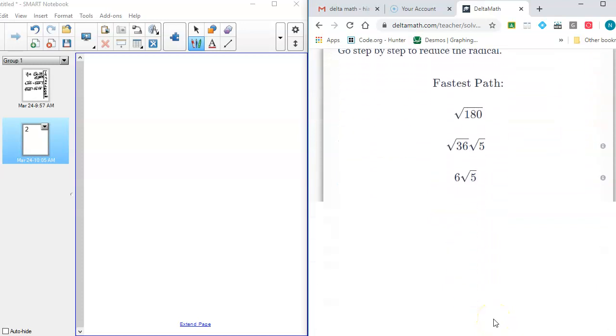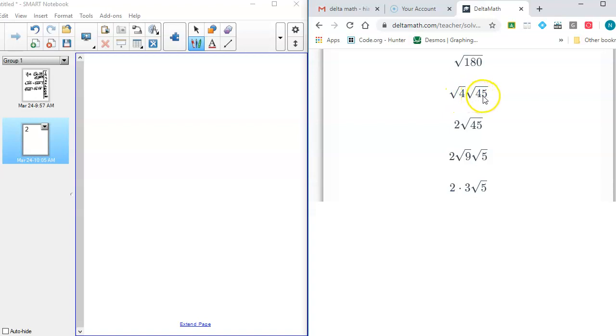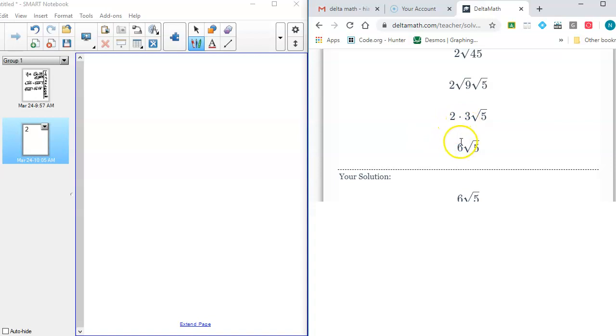Now notice down here, whenever they give you the answer, they also give you a slower path. Notice here how they used 4 times the square root of 45. We saw that that worked. If you do that, 4 times 45, we take the square root of 4, we get 2, but we had the 45 underneath. 45 will still break down. It'll break down into 9 and 5, and then the square root of 9 is 3. And so then you have to do 2 times 3, which gives you 6 square root of 5, which is what we ended up getting. If you choose the bigger numbers that go into this, it'll work best.